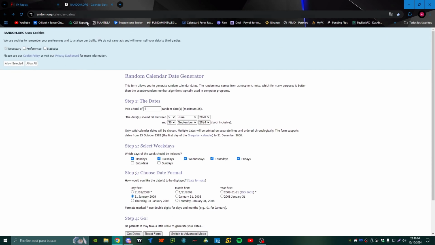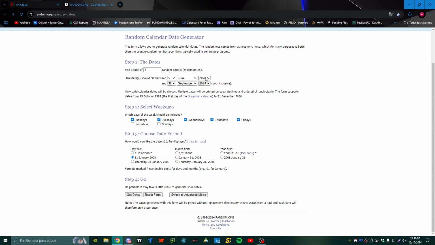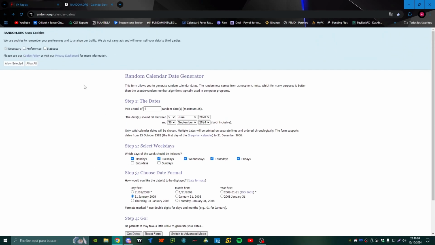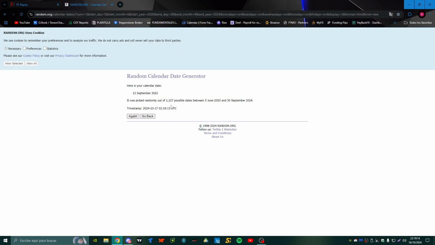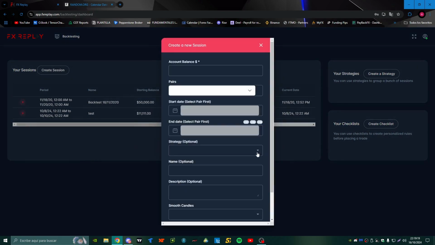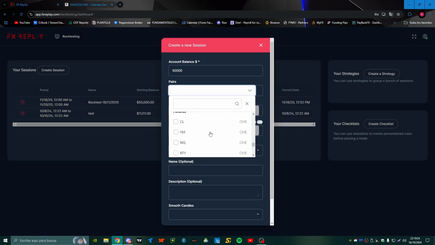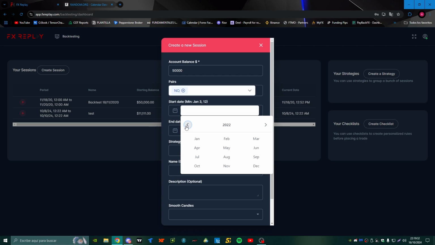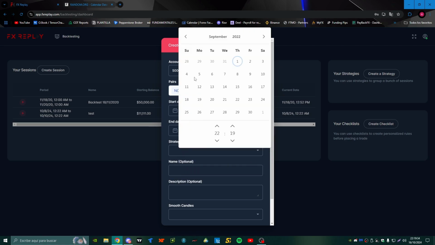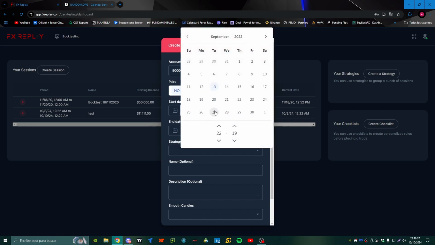Well, I restarted the page just in case, just so you see that it's not altered in any way. It's completely random. And it gives us September 13, 2022. We're going to create a new session. Let's go here to the Nasdaq. September 13, 2022.